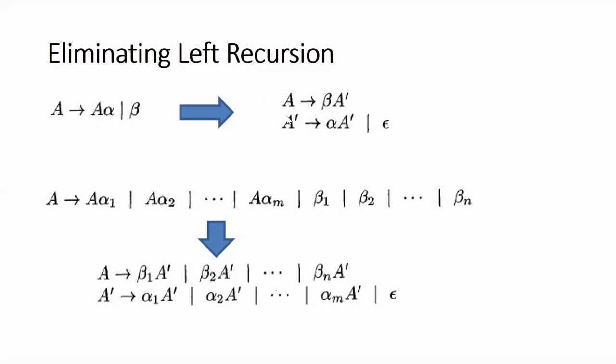Instead of A derives A alpha or beta, you are changing it to A derives beta A dash, and A dash derives alpha A dash or epsilon. You have to mug up this. You have to remember this. This will not be given to you.